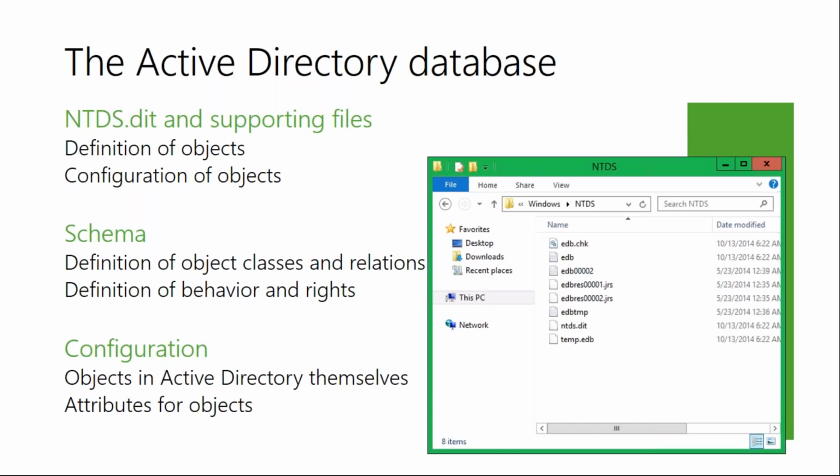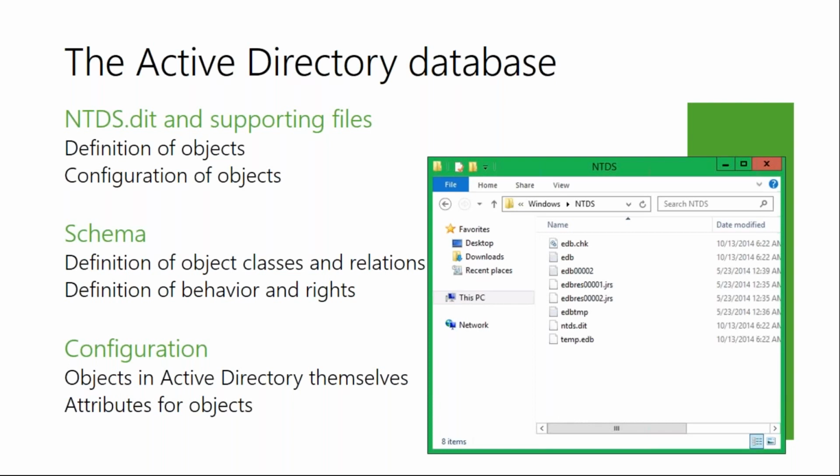The database consists of two main parts. There's the definition of objects, the schema, and there's the configuration of objects. Now the schema is just a layout of the database, if you will. It's the column names, if you use the analogy of an Excel file. So it'll tell you if a user account has a first name, if it can have a first name, or if it must have a first name when you create it. That's the stuff that is defined in the schema.